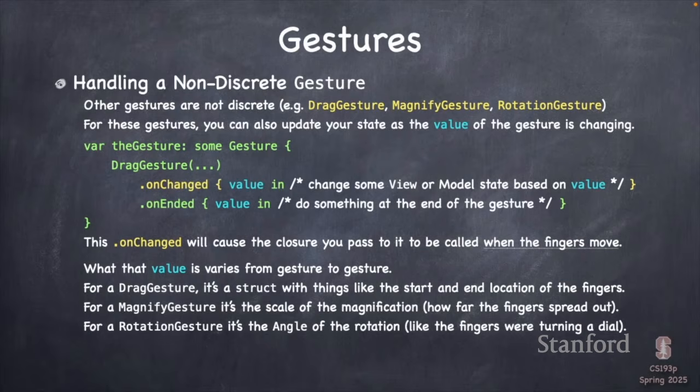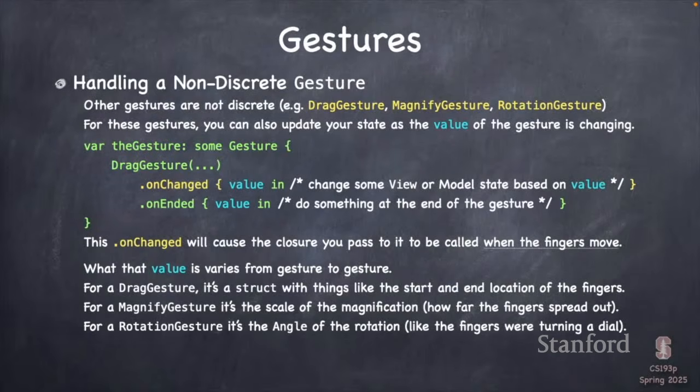For magnify, it's mostly the magnification. So in a magnify gesture, when you first put your fingers down, the magnification is 1.0. If you move your fingers apart, now it's 2.0 or 3.0. And if you move them together, 0.5, 0.2. You see what I'm saying? So that's what the magnification gesture is telling you about. It also has velocity, I believe. And then for the rotation gesture, the value has the angle of the rotation: how many degrees you have turned your knob, essentially.